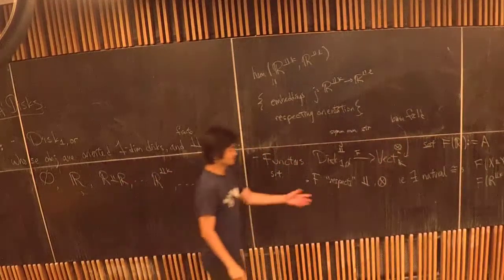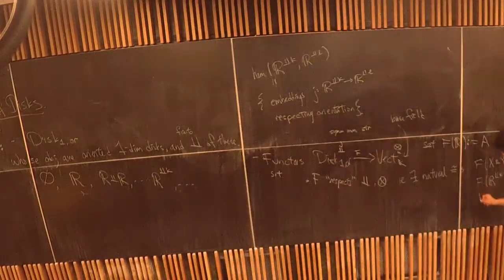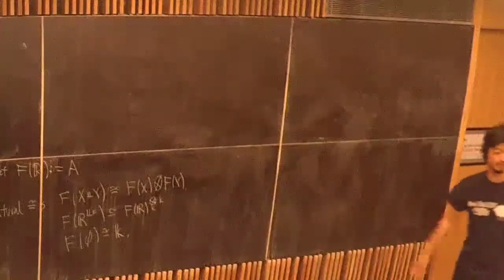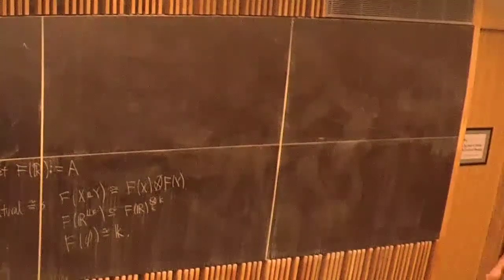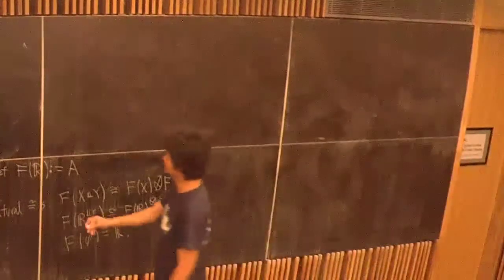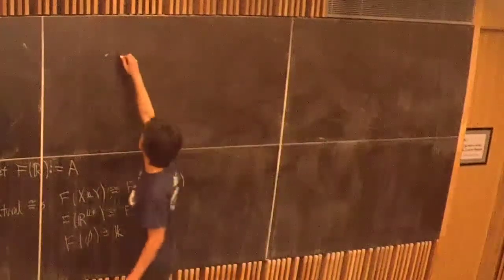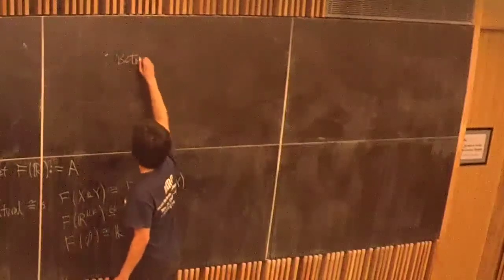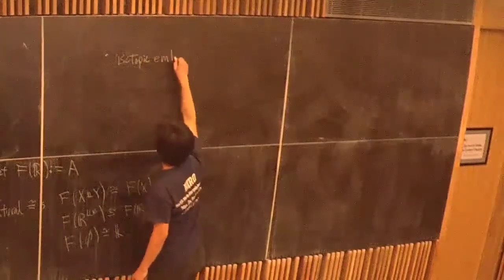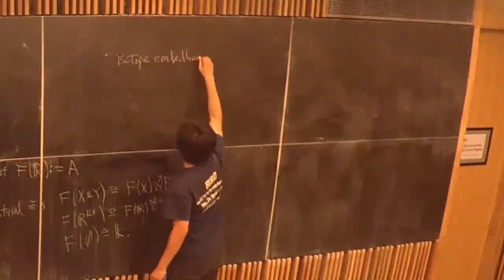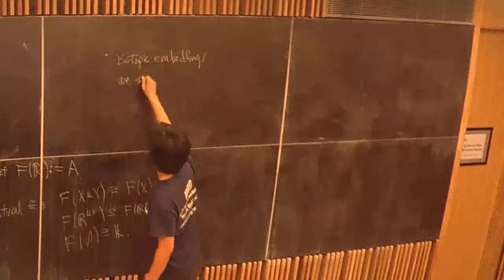And note in particular that F of the empty manifold has to be sent to the unit of the symmetric monoidal structure, which is the base field. And I want this functor to satisfy one more condition, which is that isotopic embeddings are sent to the same map.